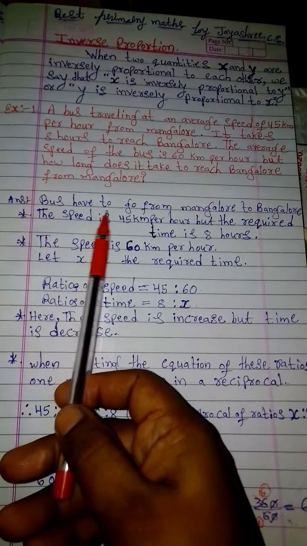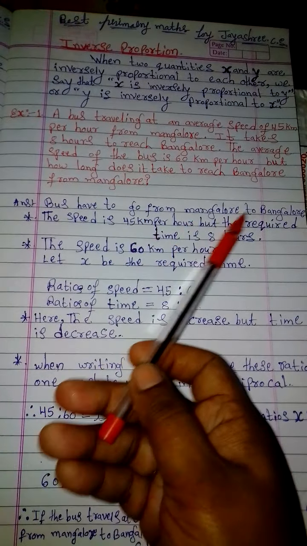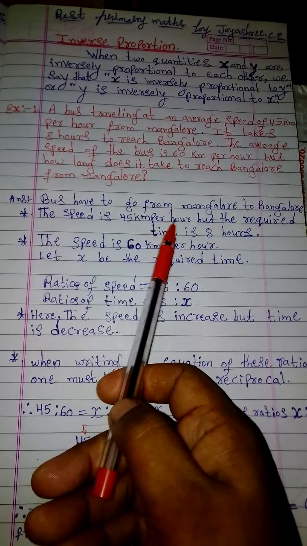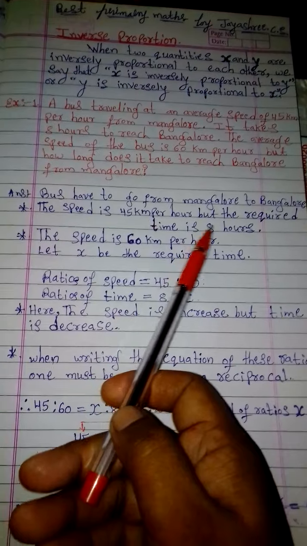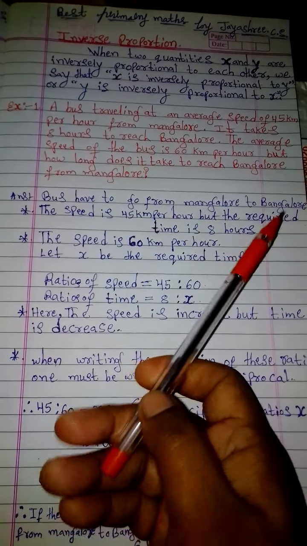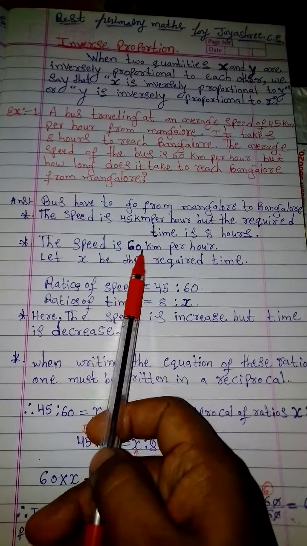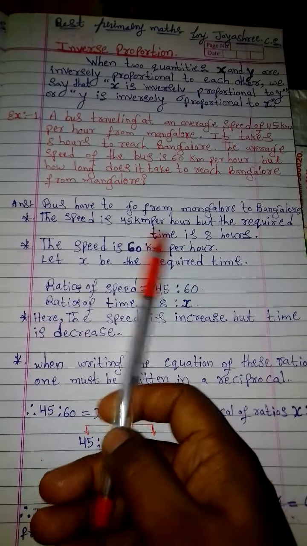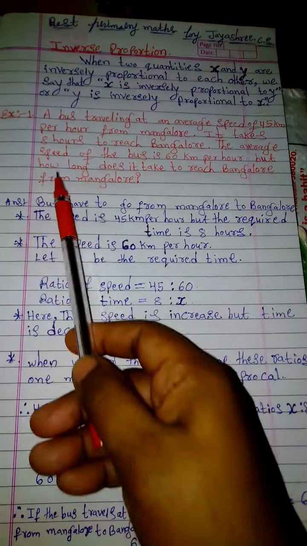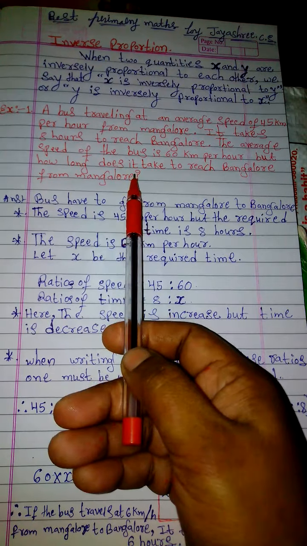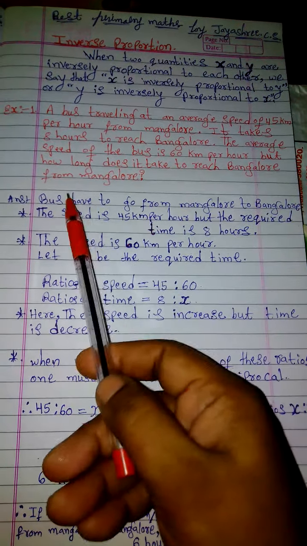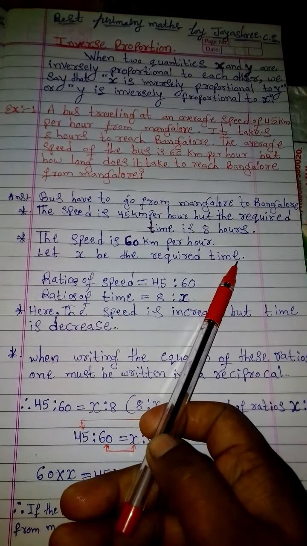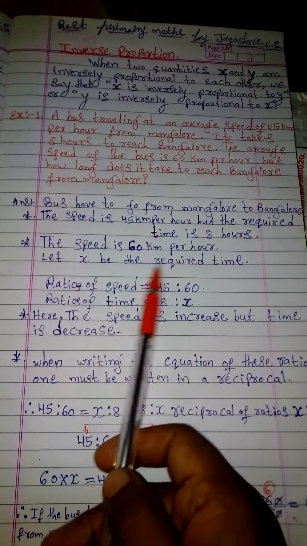Solution. The bus has to go from Mangalore to Bangalore. The speed is 45 km per hour, and the required time is 8 hours. The speed is now 60 kilometers per hour. Now we should find out how long the bus takes to reach. Let x be the required time.